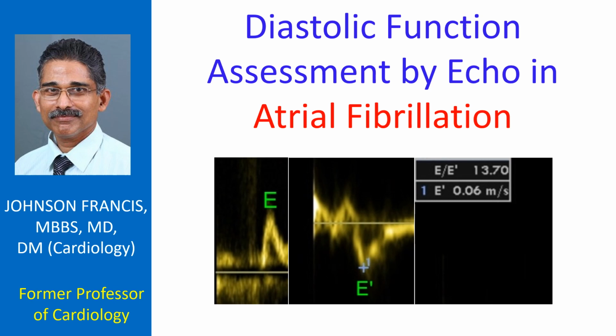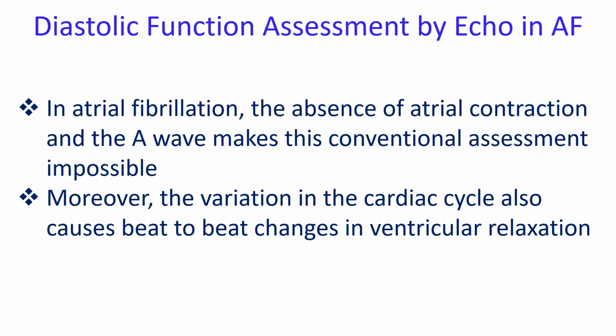Conventionally, left ventricular diastolic function assessment by echocardiography relies on mitral inflow velocity measurement with demonstration of E by A reversal as an evidence of diastolic dysfunction. In atrial fibrillation, the absence of atrial contraction and the A wave makes this conventional assessment impossible. Moreover, the variation in the cardiac cycle also causes beat-to-beat changes in ventricular relaxation.